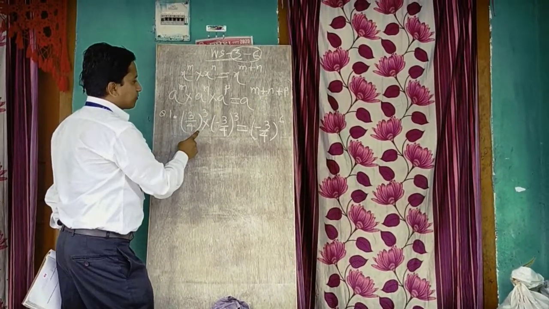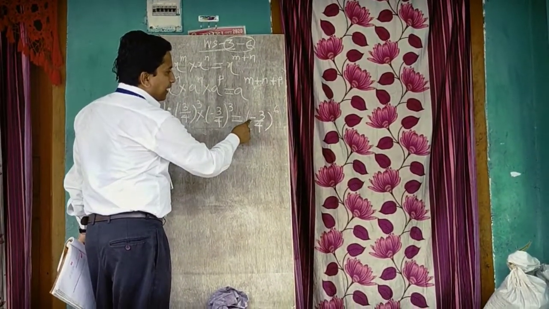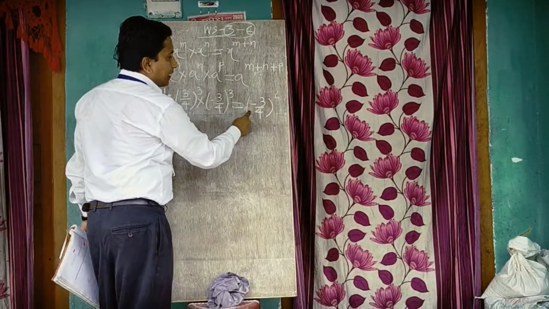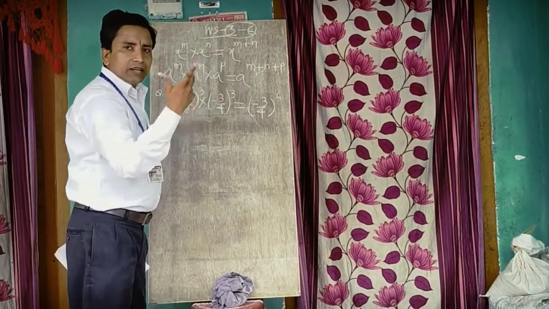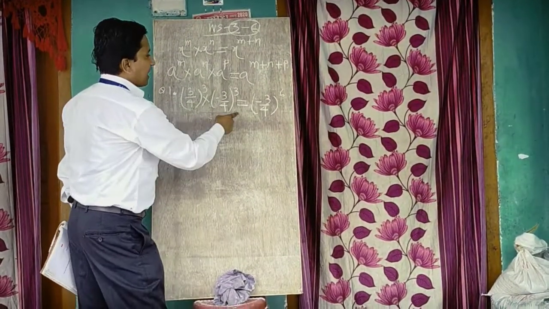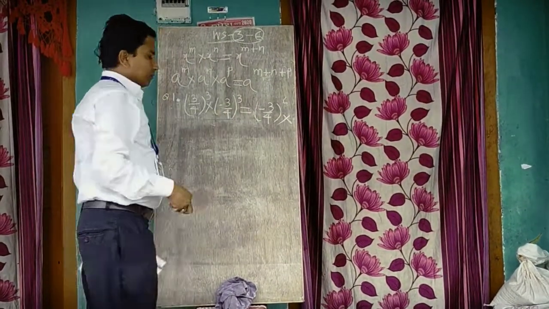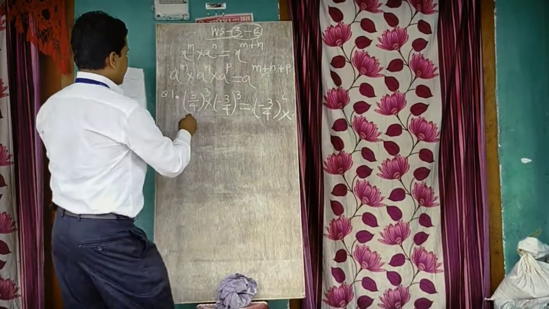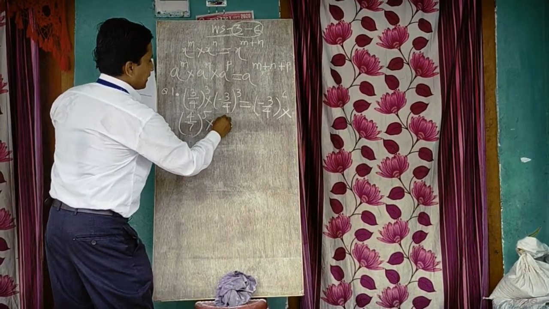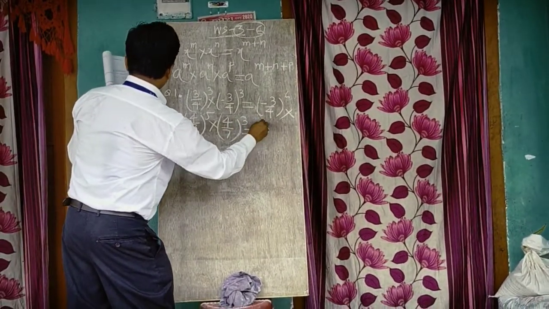Plus into minus equals minus. But here there is minus and its power is an even number. When you multiply minus an even number of times, the result is plus. So both parts are not the same. So it is not true.